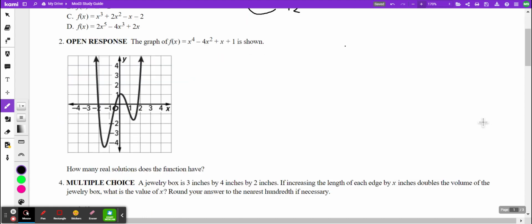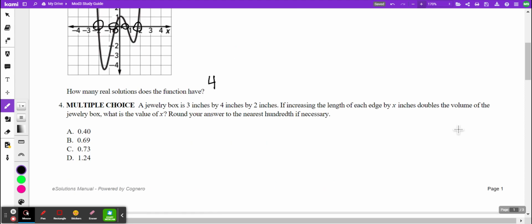The graph is shown. How many real solutions does it have? Well, I'm going to count 1, 2, 3, 4, which makes sense because it's a fourth degree. And it could have, is it going to have it? I don't know. But in this one, it's going to have 4. And we're done. All right, let's go on to the next one.